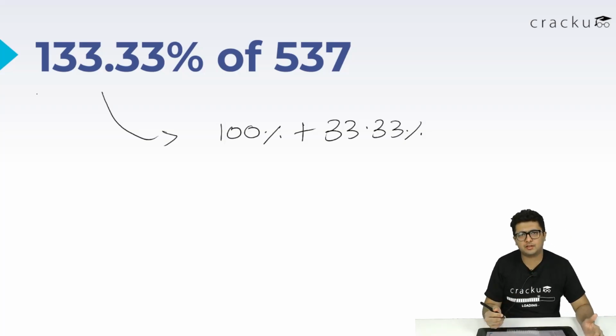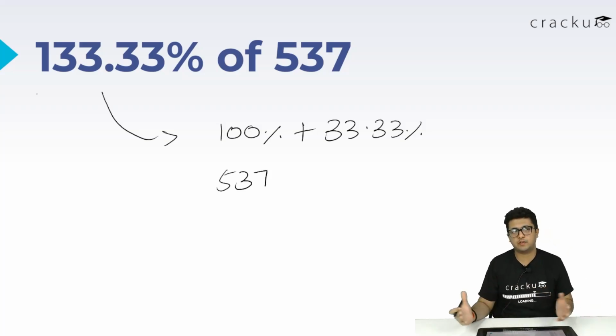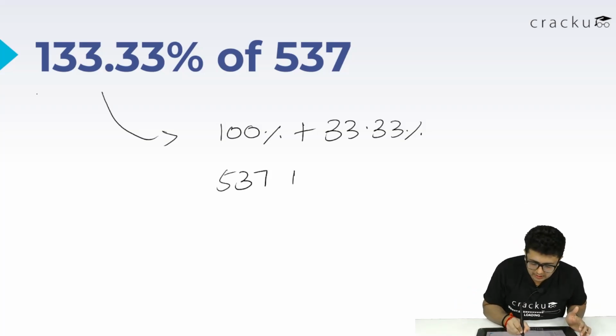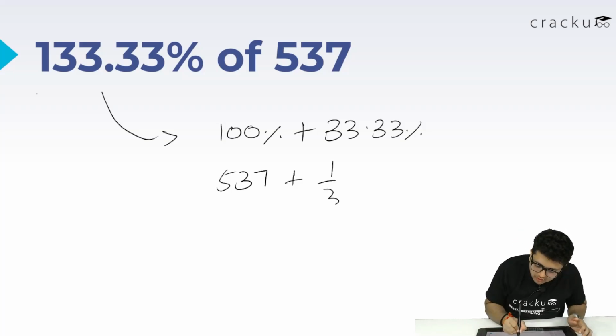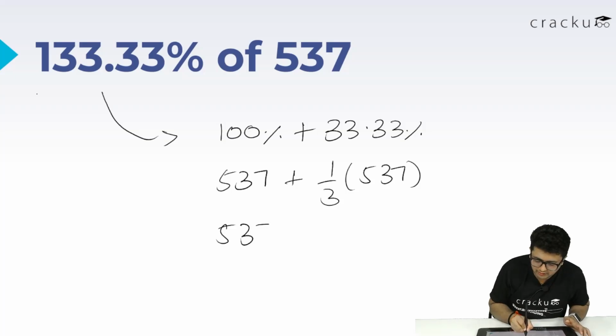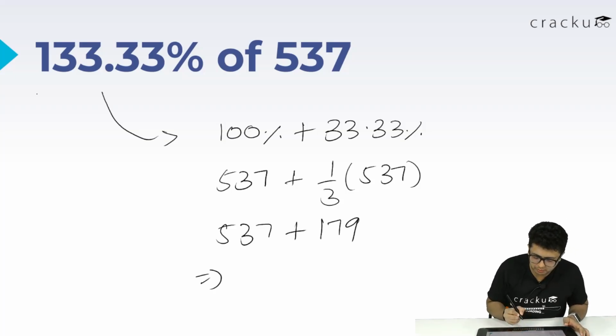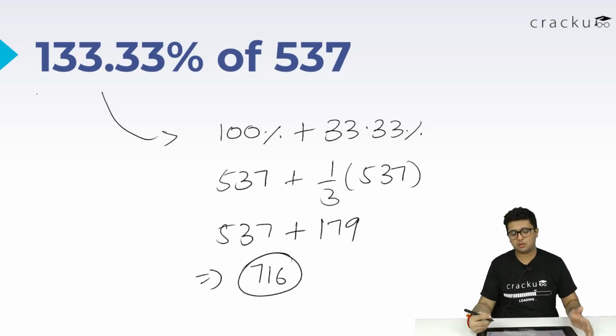And 100% of 537 is nothing but 537 itself, right? Because 100% of anything is just the same thing. And 33.33%, as we saw in the fractions table, will be 1 by 3 of 537. Now I can write this as 537 plus 179, right? So this will be 716. 716 is the answer.